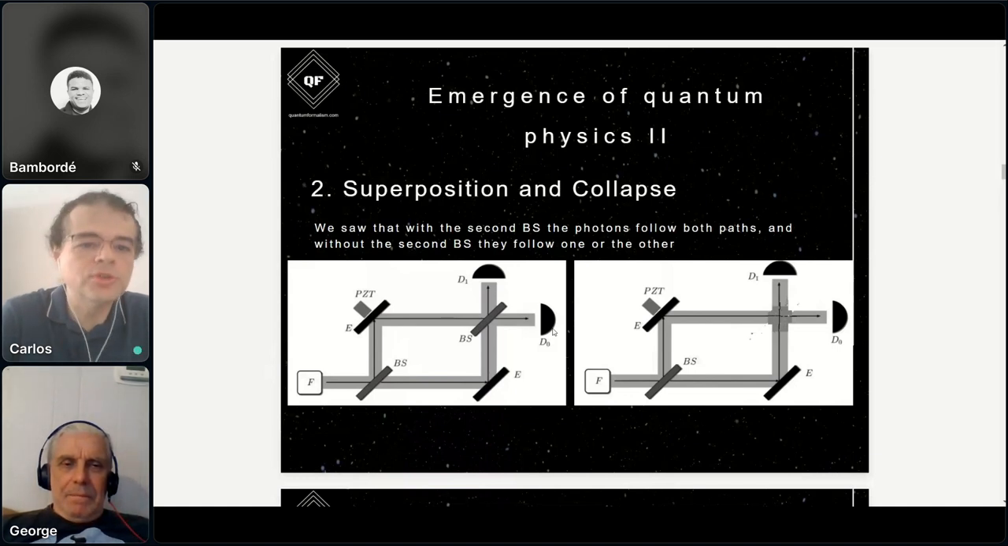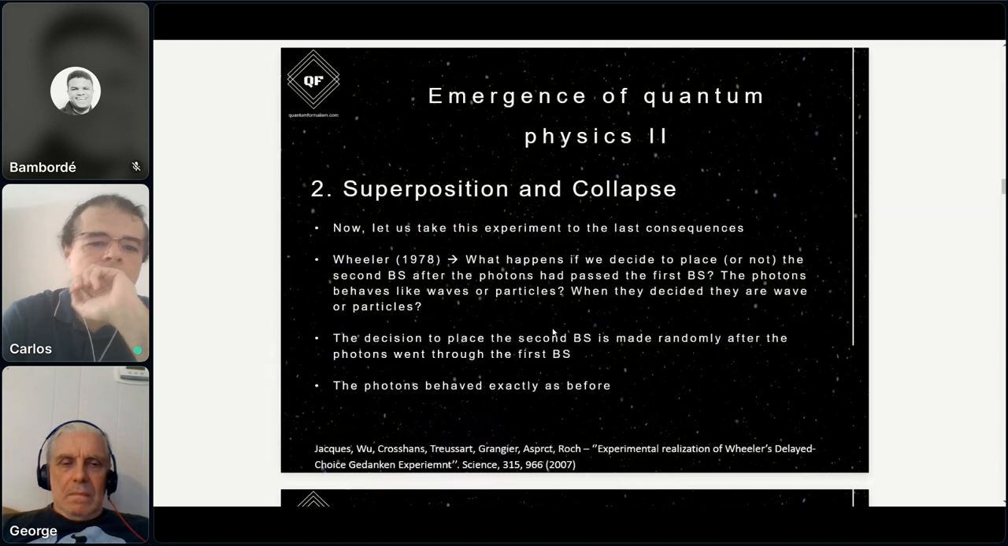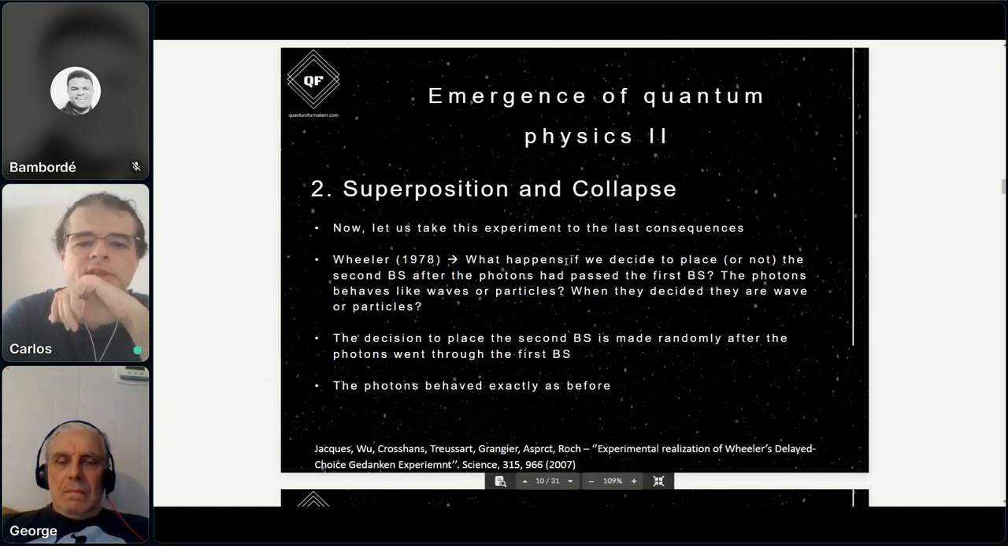Yeah, the photon chooses to behave one way or the other. Yes, exactly. And to try to solve this, there is a third experiment. Maybe let me show the third experiment and then return to the questions. The third is the following. It was proposed by Wheeler in 1978, and he asked, what happens if we decide to place or not the second beam splitter just after the photons have passed the first beam splitter?